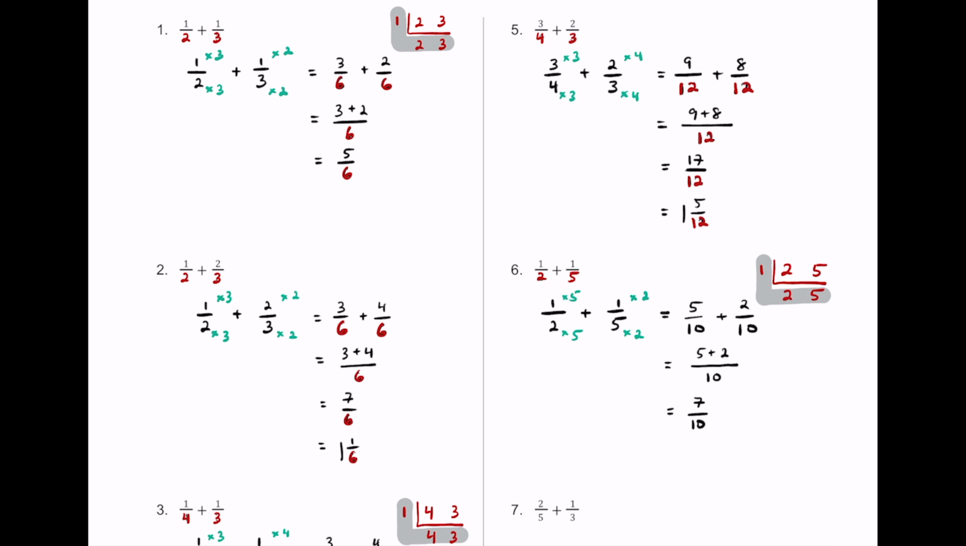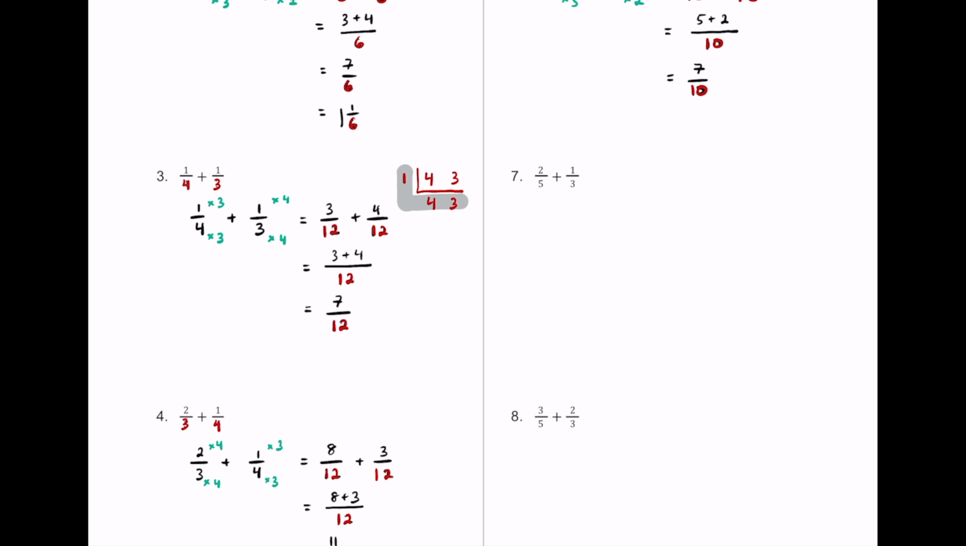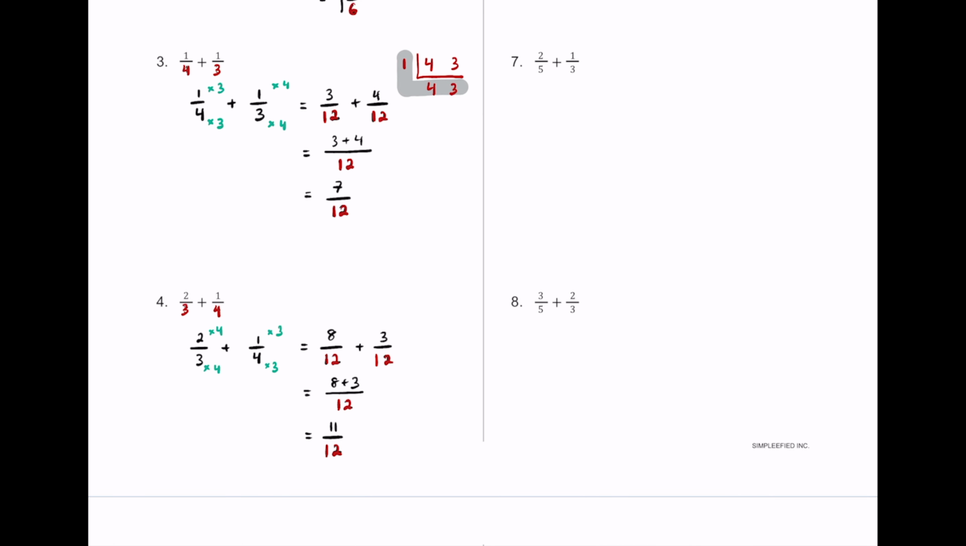I don't think that can be simplified. We do have these common denominators of 10, and so 7/10 is the final sum. For number 7, we have different denominators. So we have 2/5 adding on to 1/3, or 1/3 added on rather.